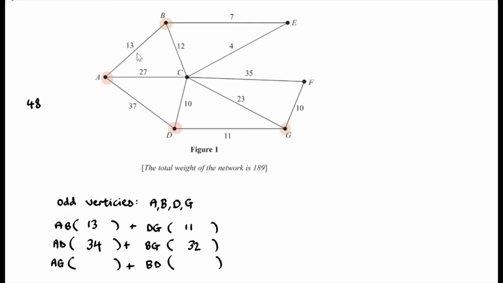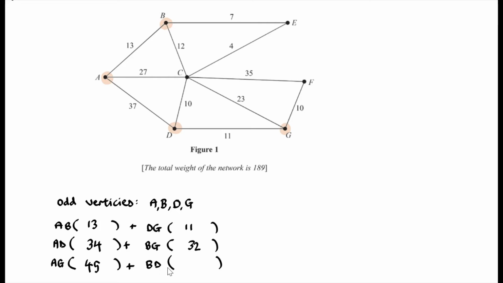Alternatively, we can go A to B, that's 13, and then B to E, that's 7, and then E to C, that's 4, and then C to D, that's 10, and then D to G, that's 11. And if we work this out, you'd find we get 45. So we write down 45 here.